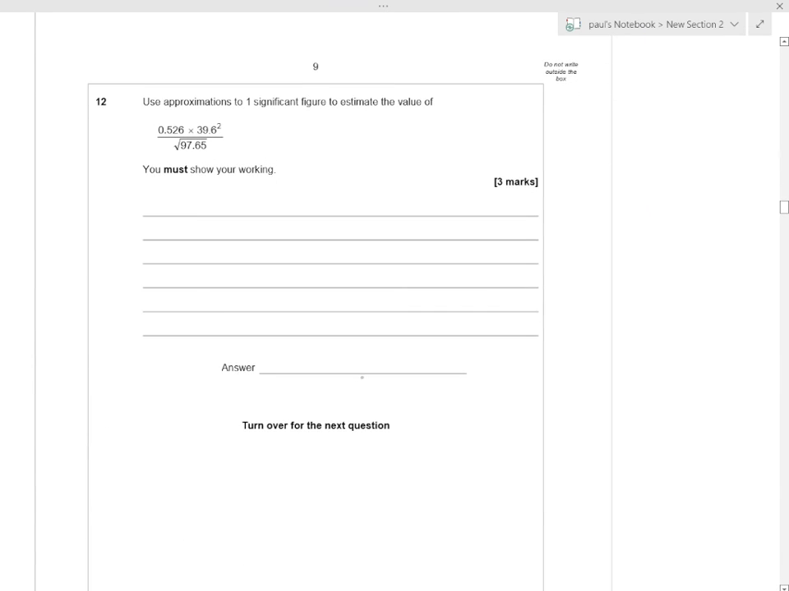Right, so this is the last one that appears in both papers. Use approximations and significant figures to estimate the value. So this first number becomes 0.5. This one is going to be 40 to one significant figure times 40 squared. And this one, 97, is going to be 100.